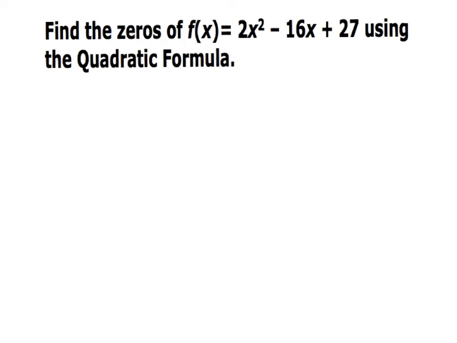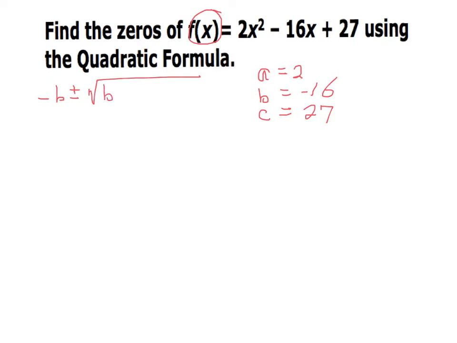So for this one here, let's see. Notice my a value is a 2. My b value is a negative 16. And my c value is a 27. Now remember, you need to always set it equal to 0. So you can set it equal to 0. There's my 0. Now let's go ahead and plug it in. And your formula, let's go ahead and write the formula down. So it's opposite of b plus or minus the square root of b squared minus 4ac all over 2a.